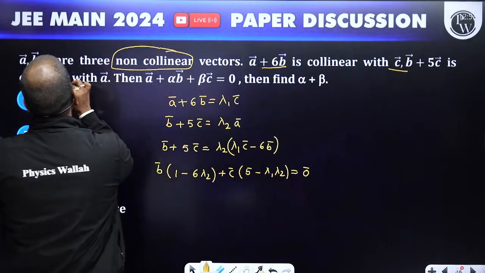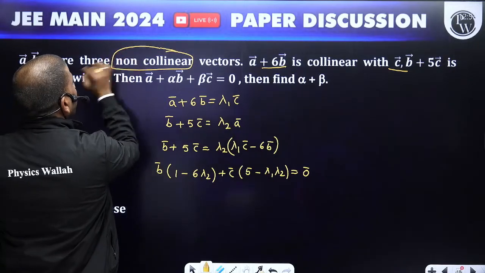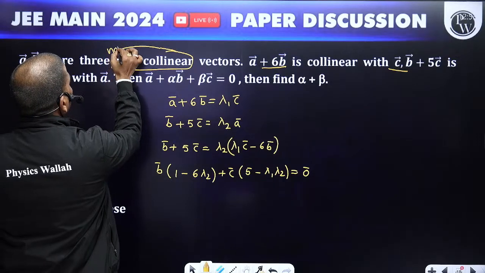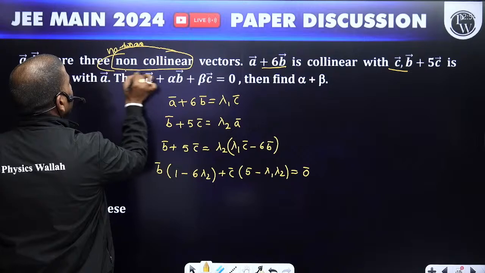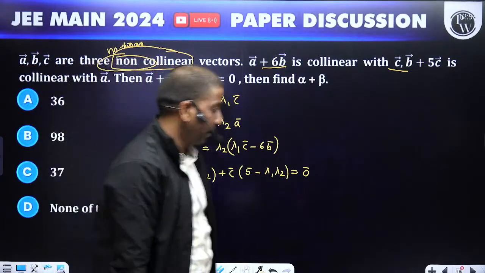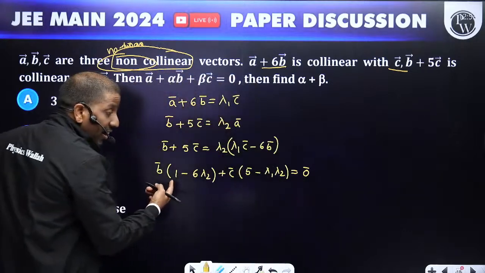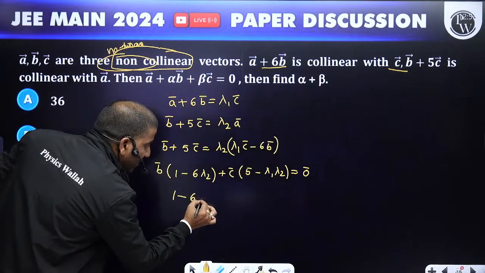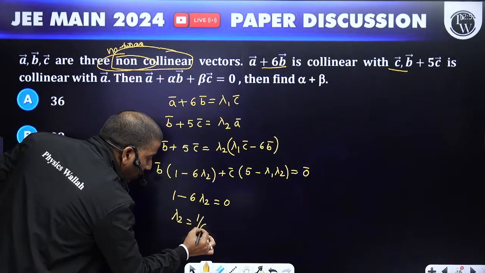Actually here what we should have, A, B, C are 3 vectors, no 2 are collinear vectors. That is a little bit of correction there. So when these two are non-collinear, they are linearly independent. The components 1 minus 6 lambda 2 must be equal to 0. So lambda 2 is equal to 1 by 6.